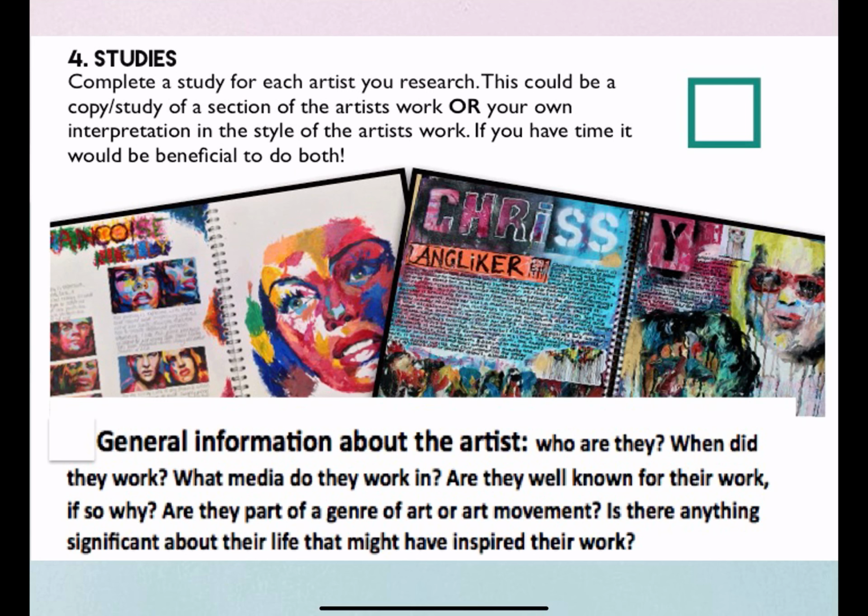A really crucial part of the artist research is to have a go at doing some artwork in that artist style. So the easiest option here is to do a straightforward copy. Take a section, so a corner or a central part of the painting, and just copy it as accurately as you can. That is the easier option.